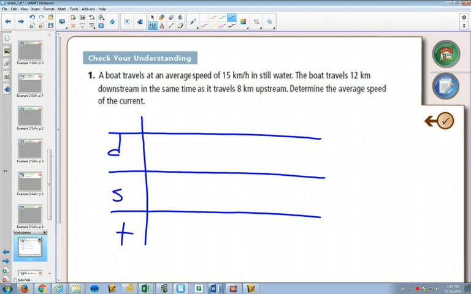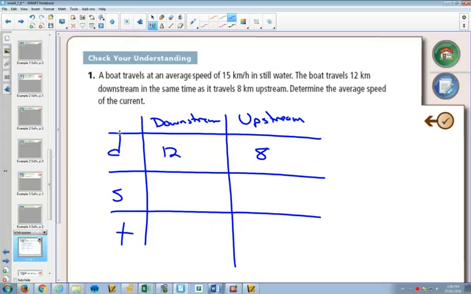Well, there's a boat that's going downstream first and then it travels upstream afterwards. So we can put the titles here: downstream and upstream. So we start by setting up our chart. Once we've got our chart, we're going to put in the data that we know. What do we know? We know that it's going 12 kilometers downstream and 8 kilometers upstream.